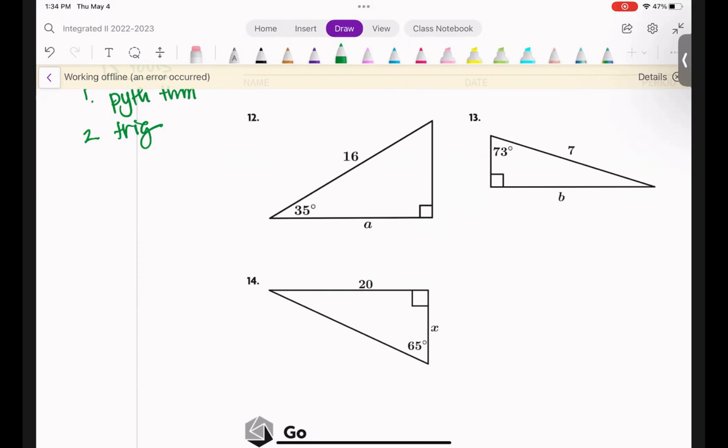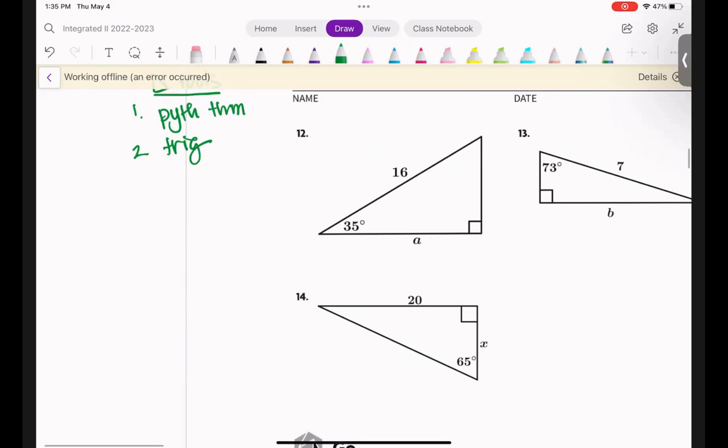So let's take number 12 for example. I'm going to start off with sine. I'm going to move on to cosine and I'm going to use tangent to actually see which equation produces an equation that I can actually use to solve for A. So what I want you to first do is write the sine of 35 degrees, the cosine of 35 degrees, and the tangent of 35 degrees.